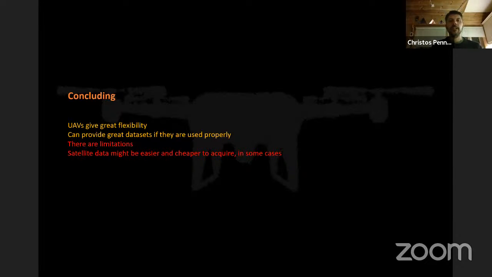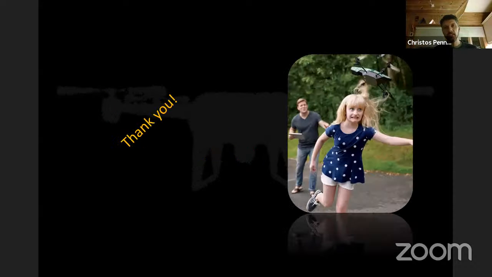So concluding, one can say that UAVs give great flexibility. They can provide great data sets if they are used properly, but there are limitations, and sometimes satellite data might be easier and cheaper to acquire. So thank you so much for your attention.